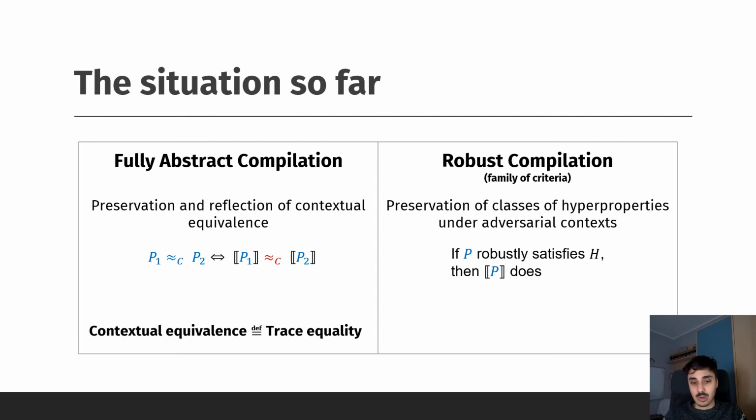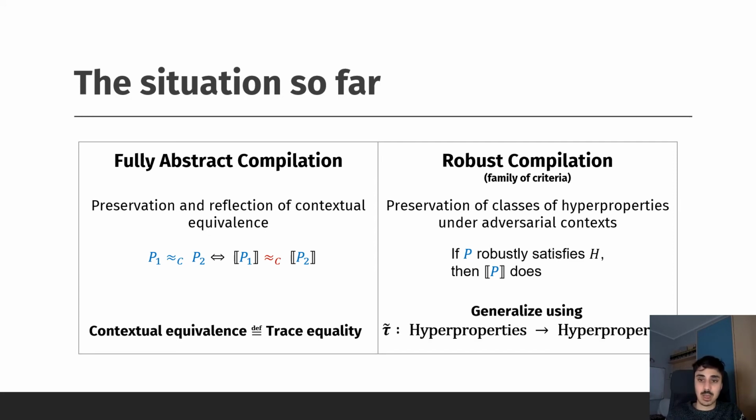The other issue to be solved is that robust compilation only talks about a given hyperproperty H at the source and requires it to be preserved as is at the target. However, we need a slight generalization of this. In particular, we consider a mapping tau tilde between hyperproperties, and we change robust compilation as follows by requiring that if P robustly satisfies a hyperproperty H, then P compiled must robustly satisfy tau tilde of H.